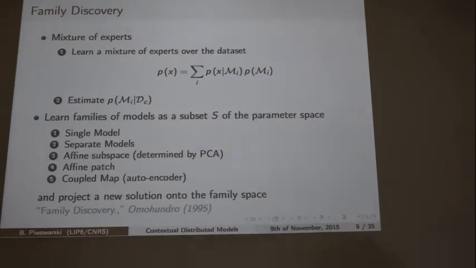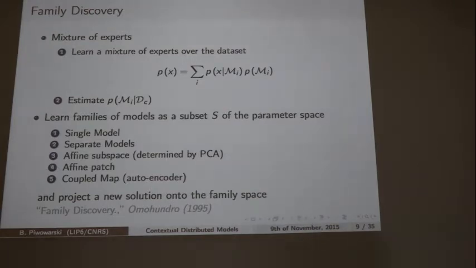So a second way to capture context is to also use a mixture of probability distributions, where you will basically try to learn a mixture over all your data sets, all the sequences you can have at hand, and then you will try to estimate, for a given subset of the data set, that is the contextual data set, the posterior probability of a mixture component being observed.